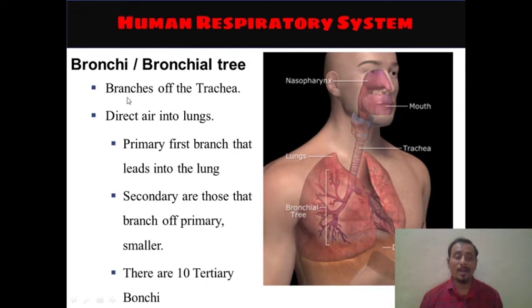Next, let's see the bronchi or bronchial tree. This is the bronchi or bronchial tree shown here in this diagram. So what are these bronchi or bronchial tree? Let's see. Branches of the trachea, that means bronchi or bronchial tree, which directs air into the lung. Its primary function is to provide the air inhaled through the nostrils towards the lung. The primary bronchi are the first branch that leads into the lung. Secondary bronchi are those that branch off the primary and are smaller. There are 10 tertiary bronchi also.